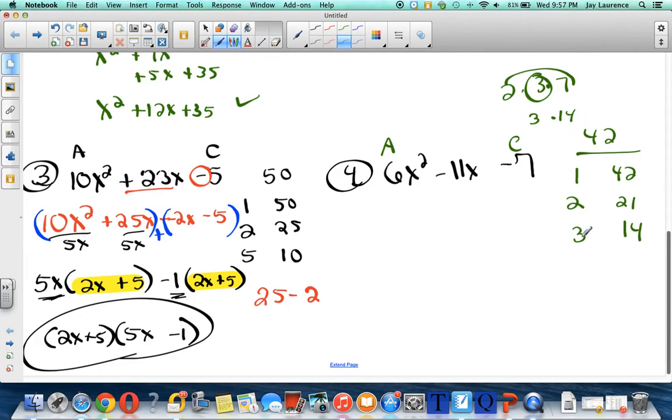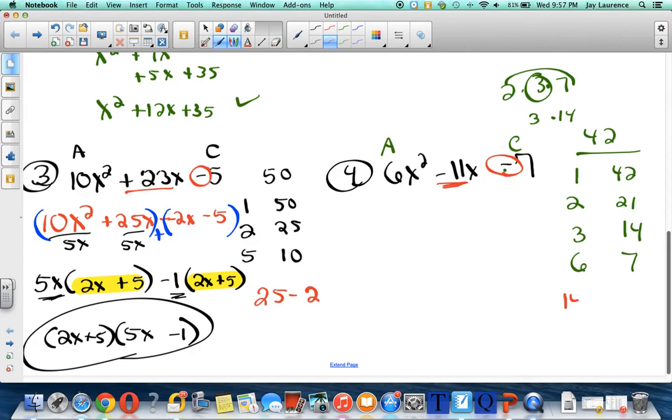Okay, 4 is not going to go in. 5 is not going to go in. 6 will go in 7 times. How do I know that? I just multiplied them together. Now, I need 2 factors of 42 that subtract, because the 7 is negative, to get negative 11.